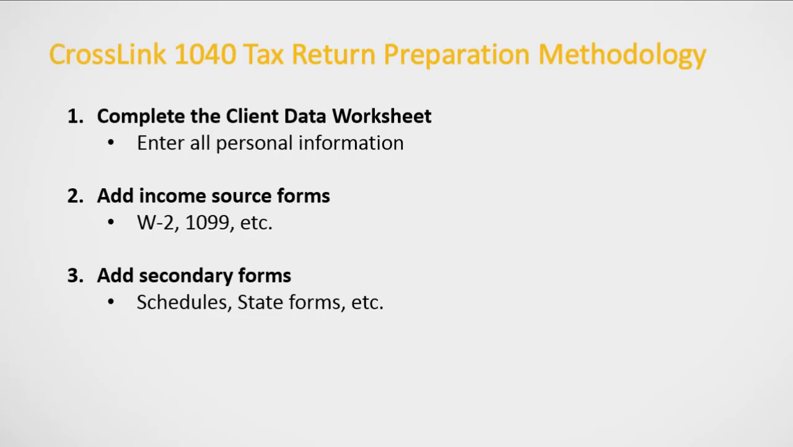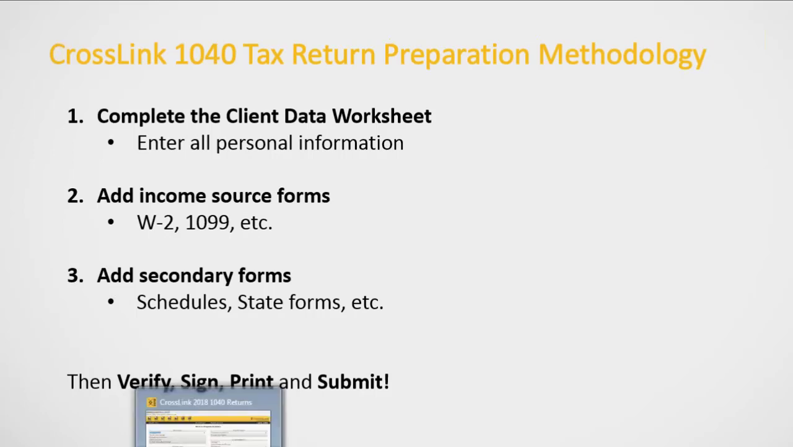Our assets are written off to our schedules, so we need to make sure that we add those forms before we add any asset to CrossLink. Once we fill in their personal information, we get their income source forms entered and any secondary forms, then we can move into the end process: verify, sign, print, and submit to the IRS. So this is kind of where we're at in our scenario right now.